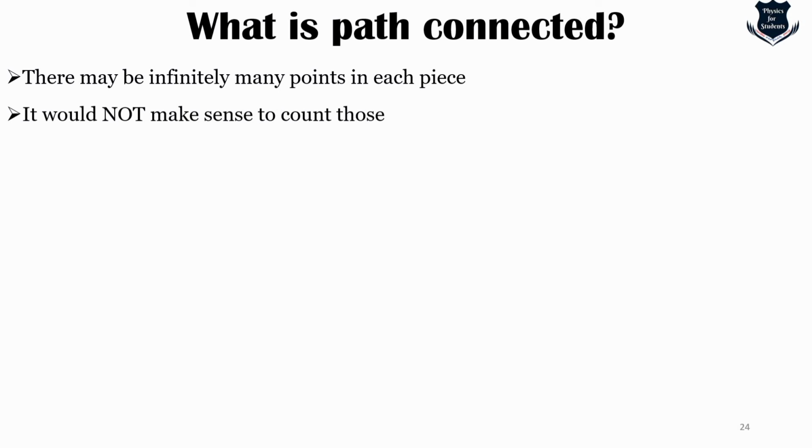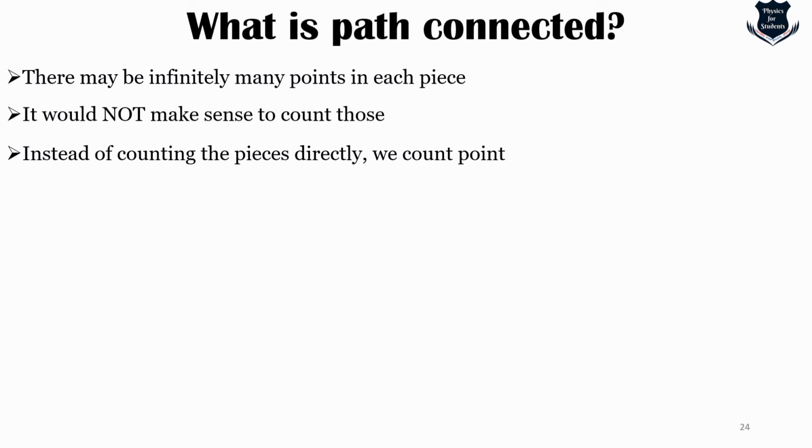Okay, so there are infinitely many points in each piece. So I mean to say, when we are counting, there may be one piece that can have infinitely many points in each piece. It would not make sense to count those, as we need to resolve this ambiguity. So we observe that in the definition the 2 points are connected to each other by a curve. So it would not make sense to count those, because instead of counting the pieces directly, we count the points.